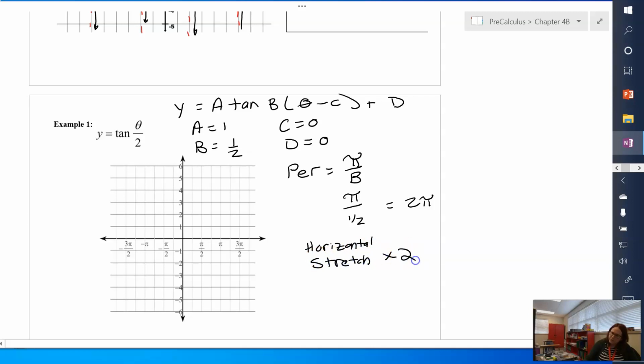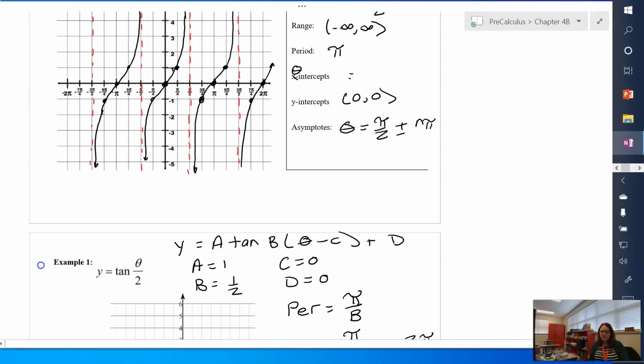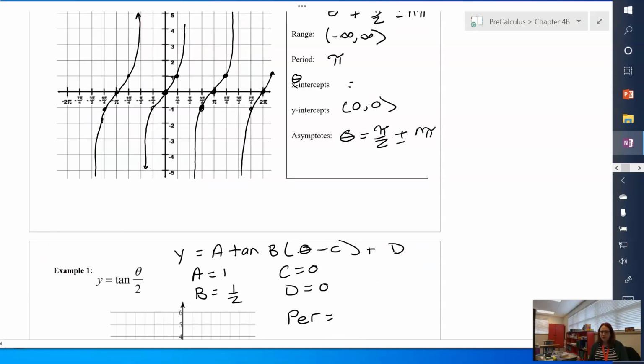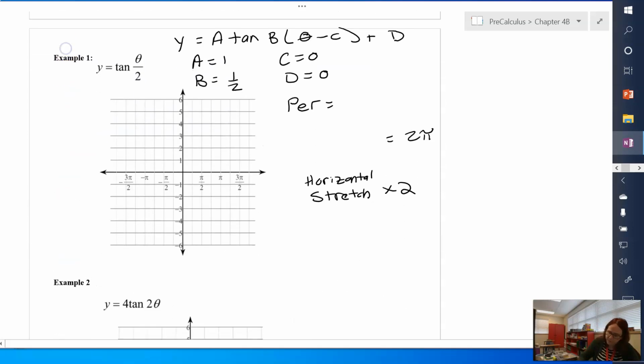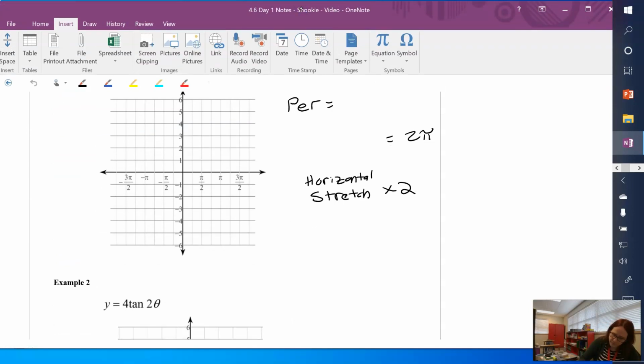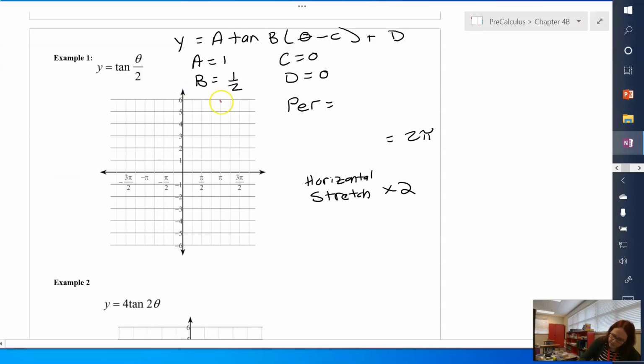By times 2. So when I place my asymptotes, instead of going at pi over 2 and 3 pi over 2, I'm going to double those because I have a times 2 stretch. So I'm going to have an asymptote at pi, another one at 3 pi, another one at negative pi. So we have an asymptote here. We're going to have another one.